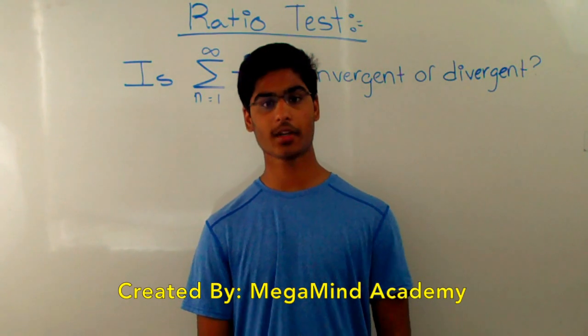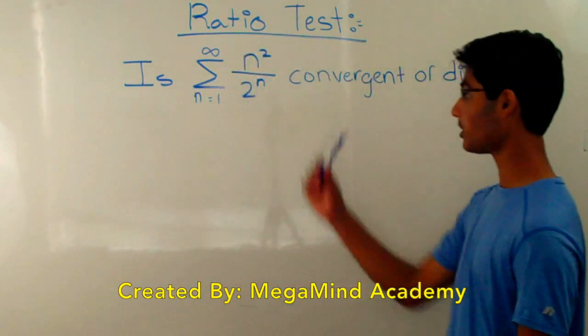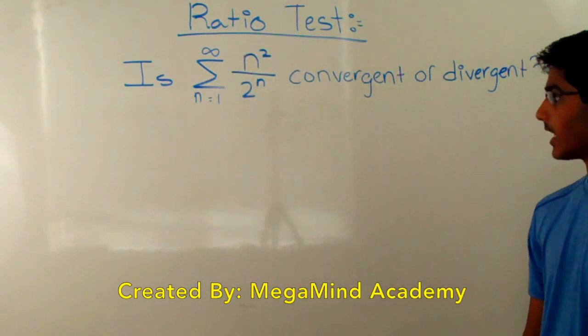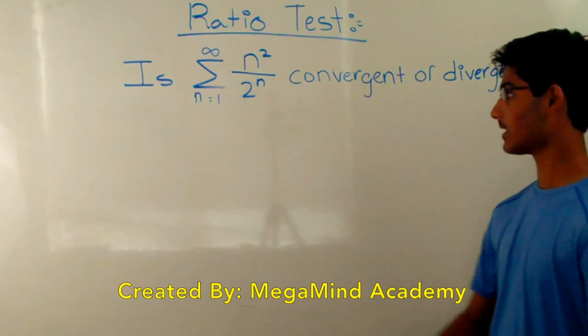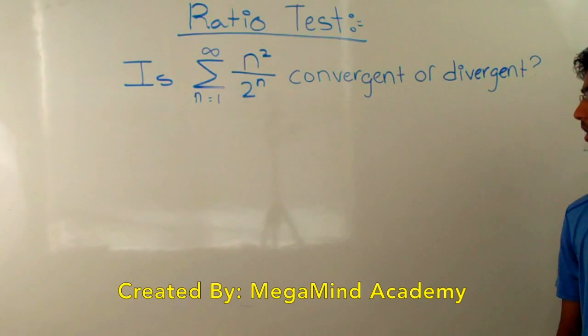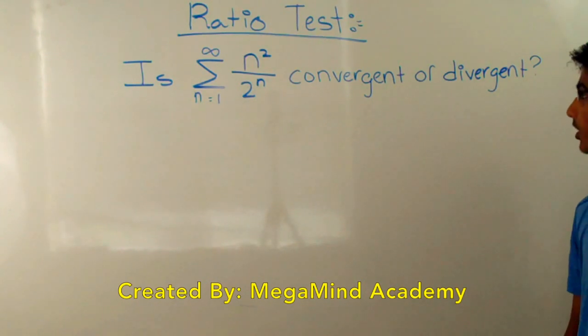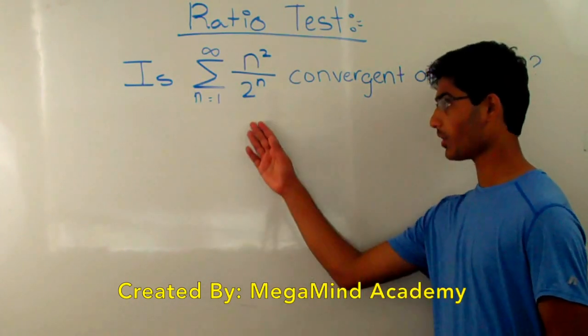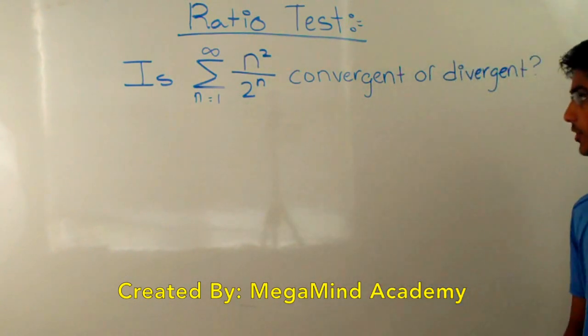Hi! Today we're going to learn about the ratio test in calculus. Let's say we have a problem like this. Is the series from n equals 1 to infinity of n squared over 2 to the n power convergent or divergent? Well, how do we know whether this is convergent or divergent?